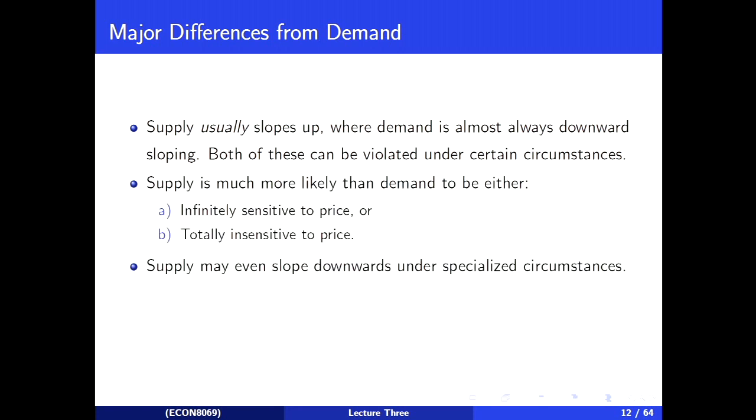Supply is much more likely than demand to have extreme behavior. And when I say extreme behavior, I mean being infinitely sensitive to price, which is you have a quantity, you have a price. It's not that uncommon for supply to be infinitely sensitive to price, which is this kind of supply curve here, right? This kind of supply curve where any change in quantity causes an infinitely large change in price, so a totally horizontal supply curve, is not that uncommon.